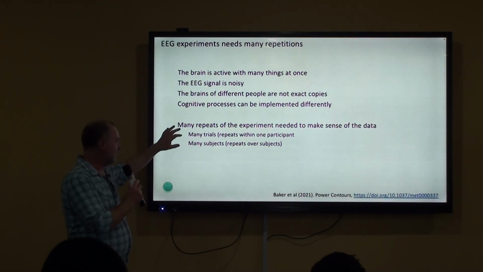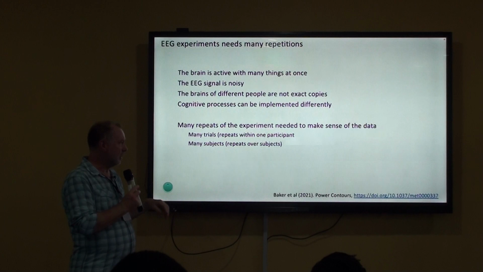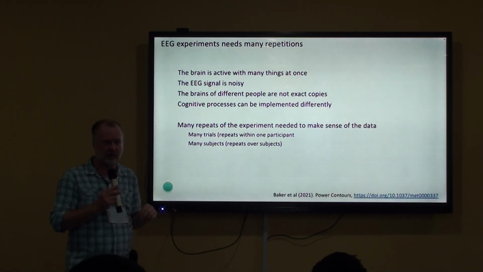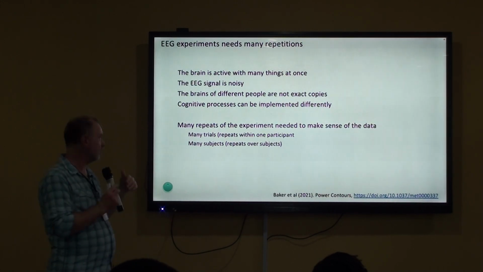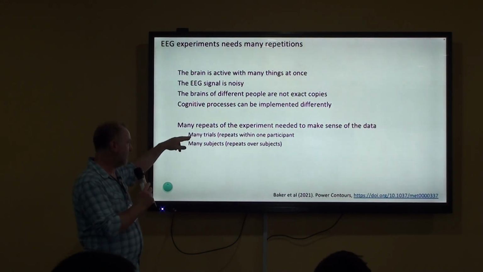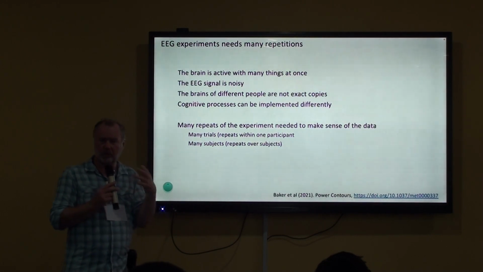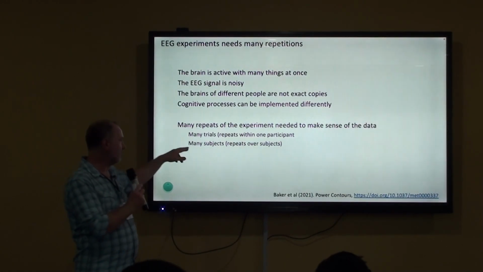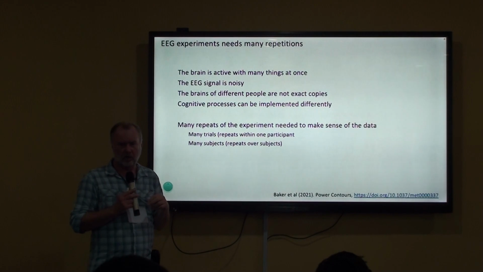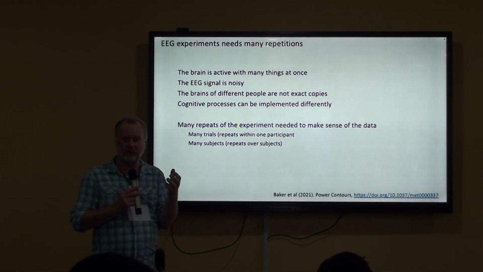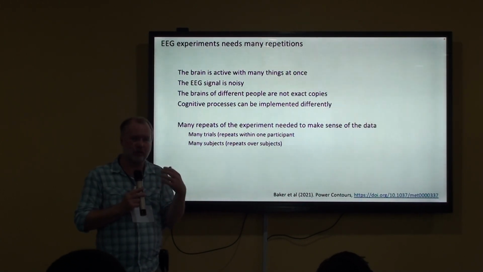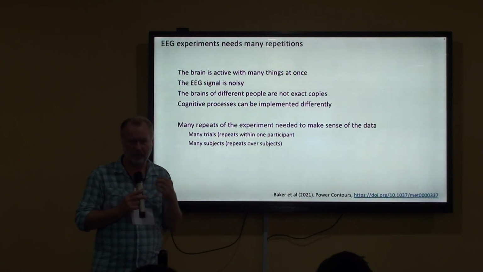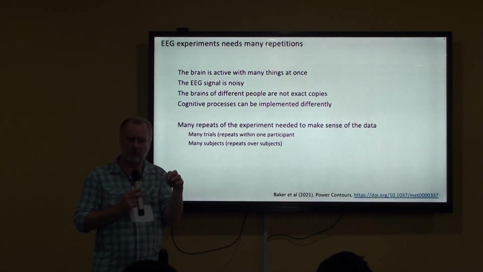So therefore, in general, we need many repeats of the experiment to make sense of the data. The signal of interest is very small, so if we repeat, we can average over many trials. Those are repeats within the participants, and we also average over many subjects. In a typical EEG study, one participant comes to the lab and does a few hundred trials. In total, we would possibly have 30 to 50 participants come to the lab. So we have the analysis within the subject and the analysis at the group level.